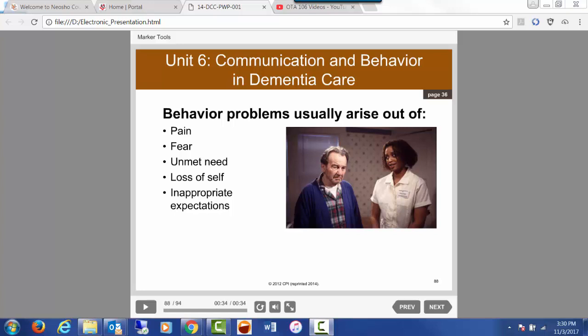Fear, inability to express an unmet need, loss of sense of self, inappropriate expectations from the caregiver.